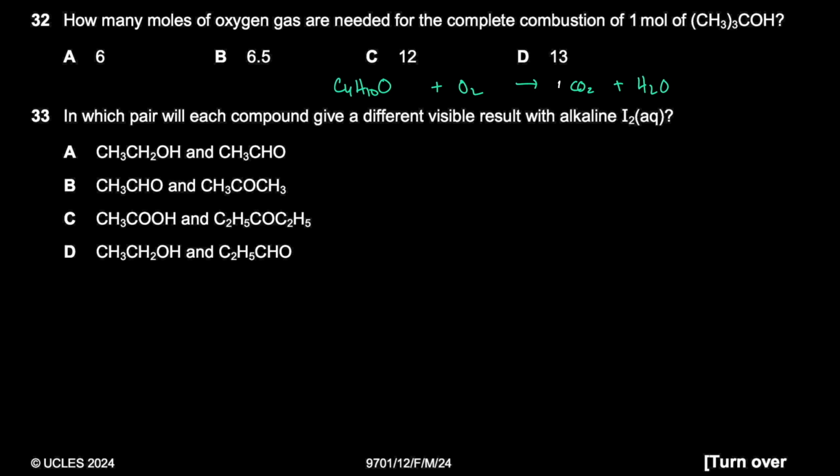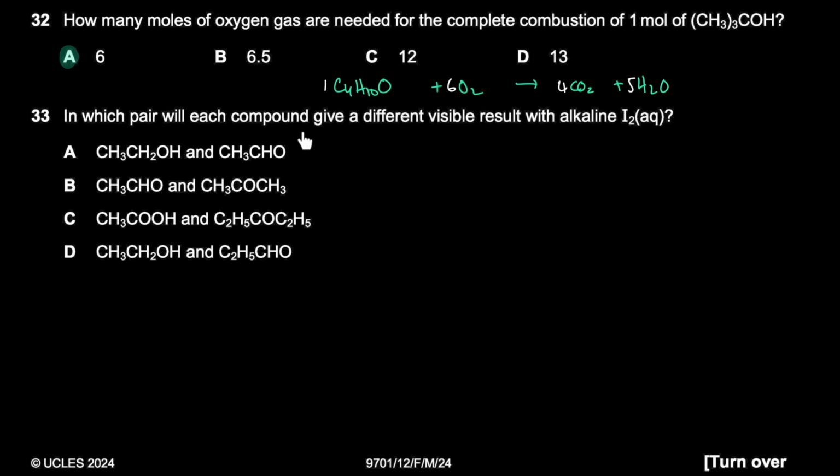We have 4 carbons on the left, so 4 on the right, CO2. We have 10 hydrogens, so that will be 5H2O. And then we have 4 times 2, which is 8, plus 5, that's 13 oxygens on the right. We have 1 here, so we need 12 more, so that will be 6O2. So the answer is just A. For 1 mole of this compound, we're going to need 6 moles of oxygen.